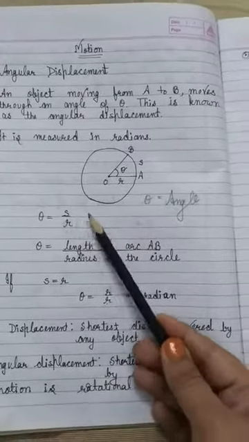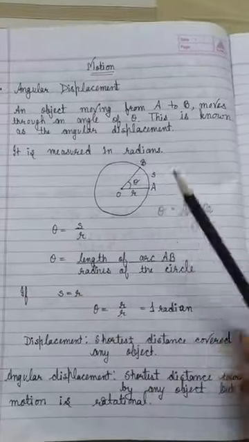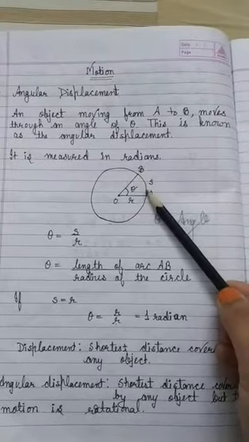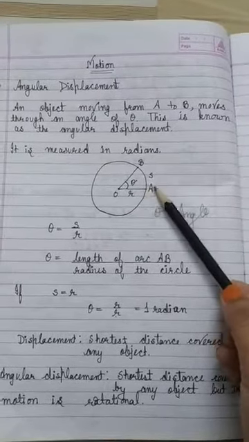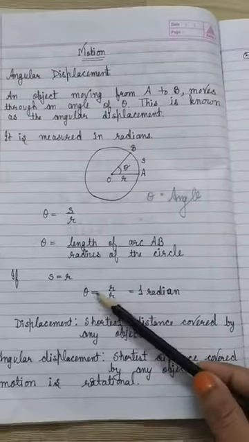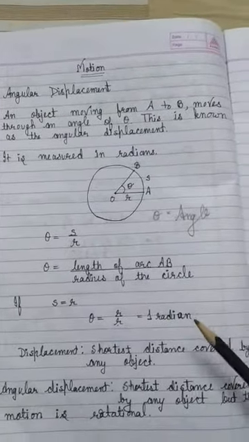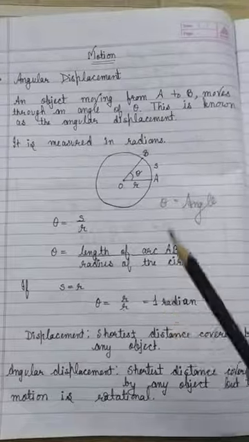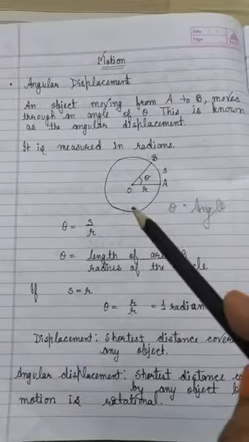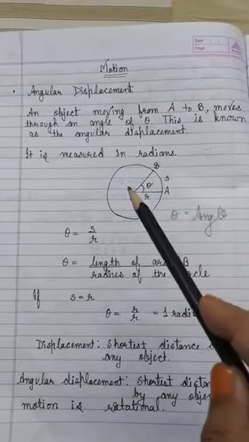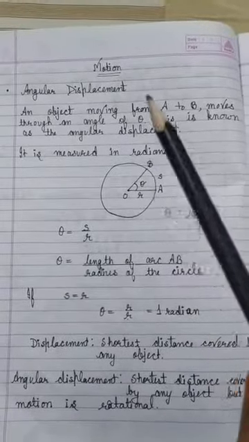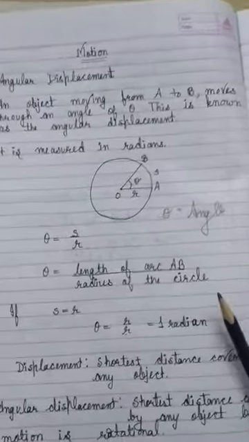If S is equal to R, means the body has covered a distance equal to its radius, then theta will be equal to R upon R, and this will be equal to 1 radian. So remember, whenever the body is moving in a circular path, the angle which is subtended at the center will give you the value of angular displacement.